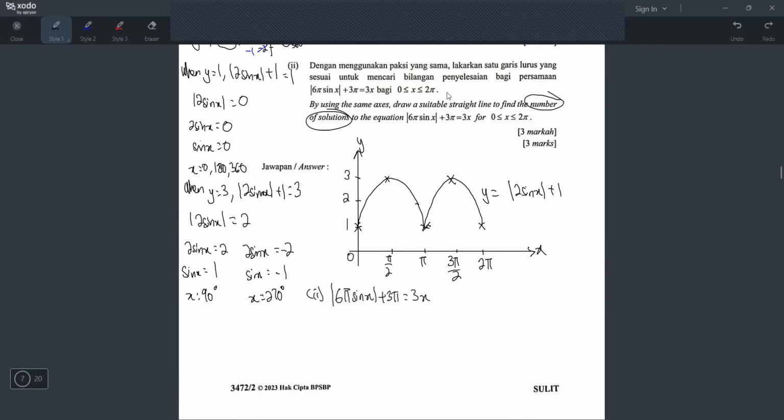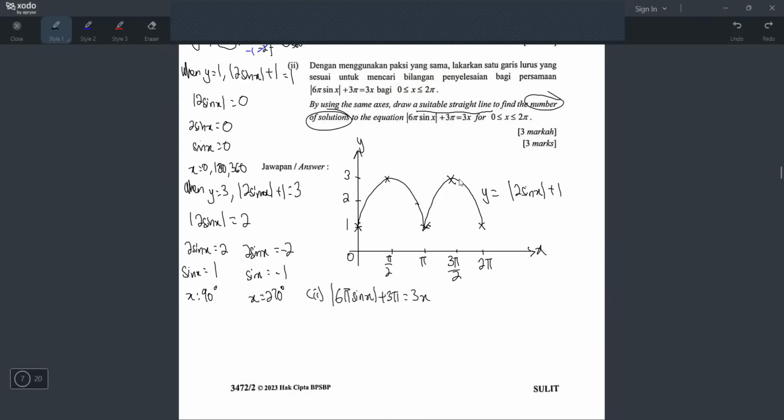So I remember I taught this in class before. So how to do this question? When they ask you to draw a suitable straight line, it means you have to draw a line here, right? And then find how many intersection points. But of course, you cannot simply draw like that. You have to find out the equation of the straight line and then find two coordinates and then plot. Then only you can draw the line.